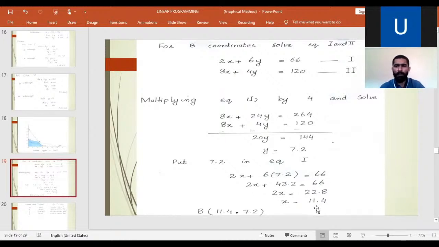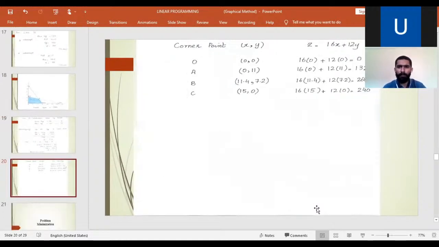In the example illustrated above, we also need to find the corner points. For finding the corner points, we have the objective function Z, and the corner points available are O, A, B, and C, with the values of all these points given as follows. We put all these values in the objective function Z equal to 16x plus 12y. Putting the values of x and y in this, we get the corner point O equal to 0, A equal to 132, B equal to 68.8 and C equal to 240. After that, the maximization process is complete.